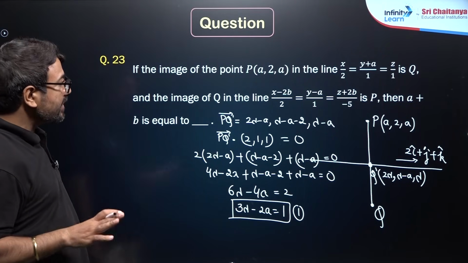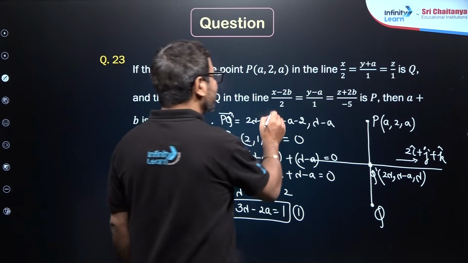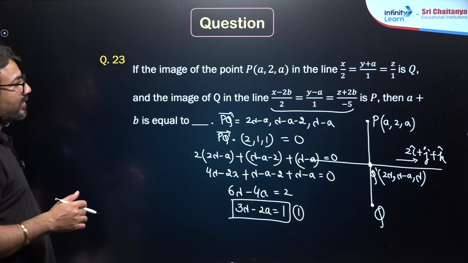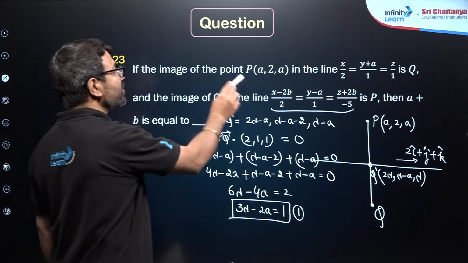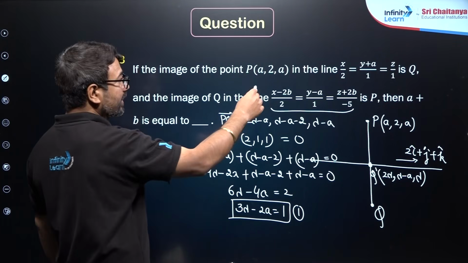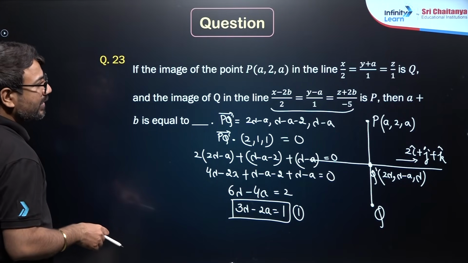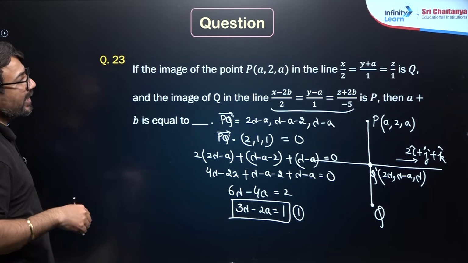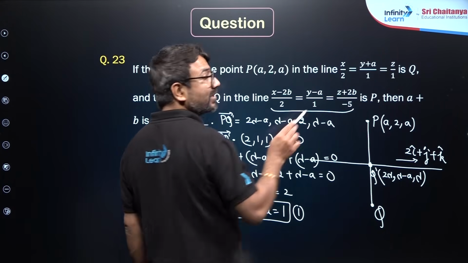Now, as we got Q, they have said that the image of Q in this line, the other line they have given, is P. So if the image of P in the line is Q and the image of Q in this line is P again, whatever the Q we will have from here, that particular point is P. So basically, if this point has the image as this, then this point will have the image as this.